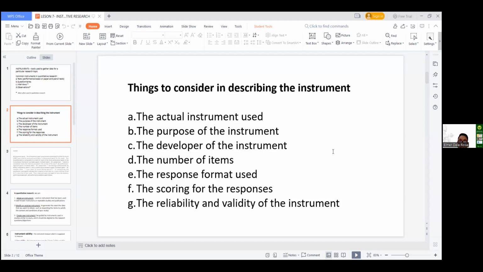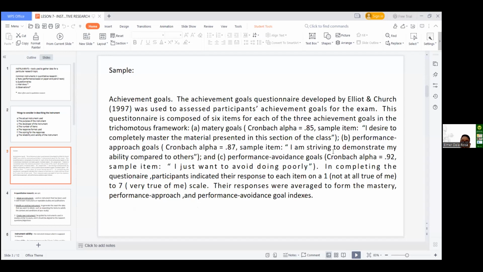And as much as possible, the psychometric properties of the instrument, such as reliability and validity measures or indices of the instrument. So I'll have an example here. This is a paper, although niretype ko lang siya.